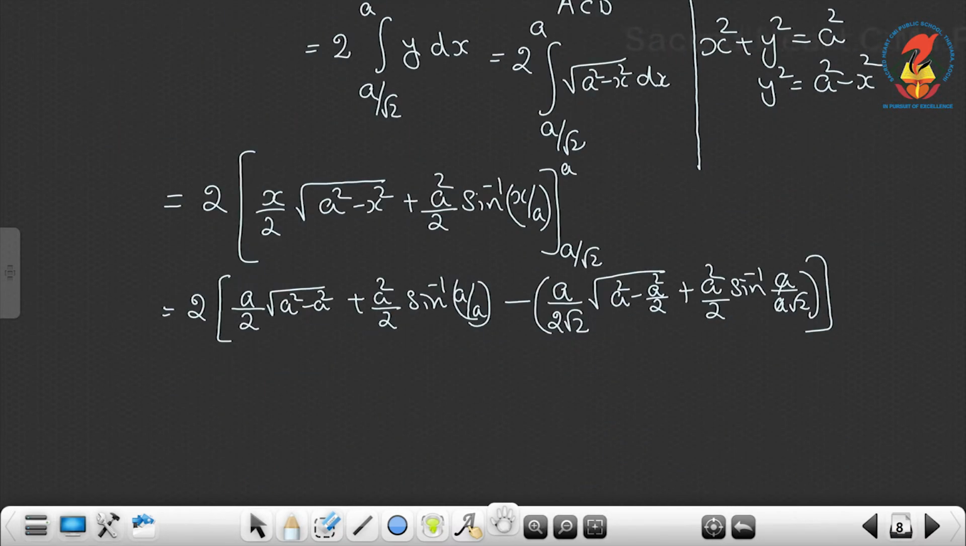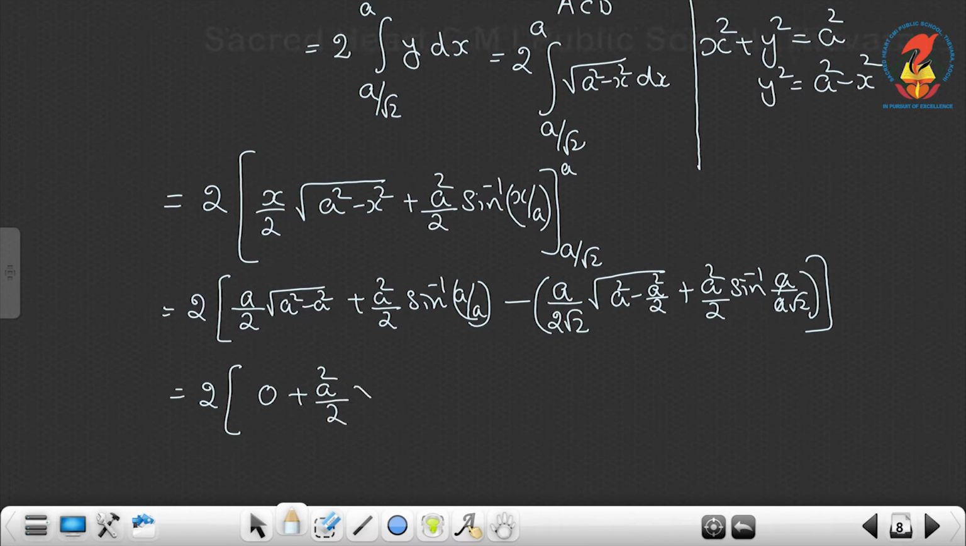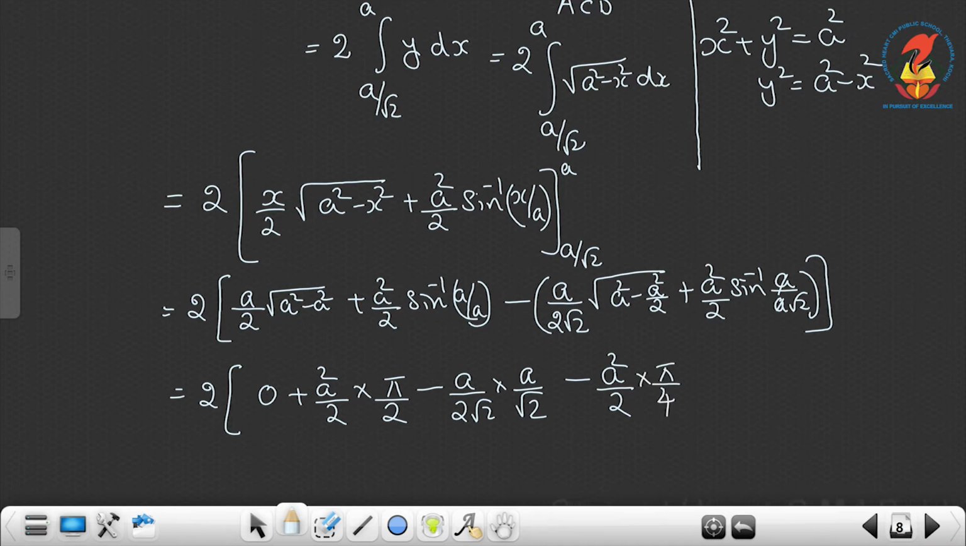Now simplify. That is 2 into the first part is 0 plus a square by 2 sin inverse 1. Sin inverse 1 is pi by 2. Then minus a by 2 root 2 into, taking LCM, 2a square minus a square is a square. Its root is a, then by 2, that is root 2. Then minus a square by 2 sin inverse 1 by root 2, 1 by root 2 at pi by 4. Here you have to write in terms of radian, not degree.